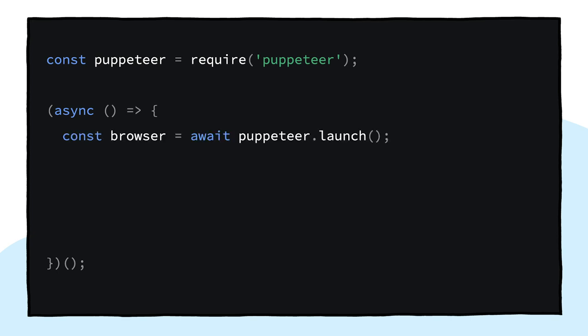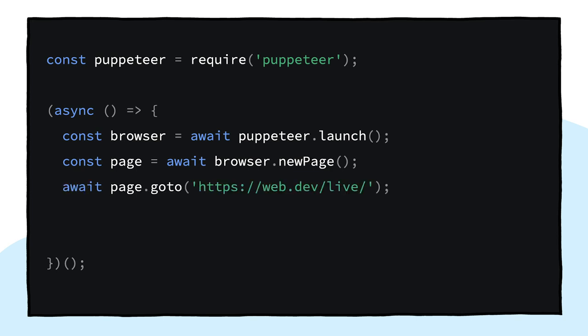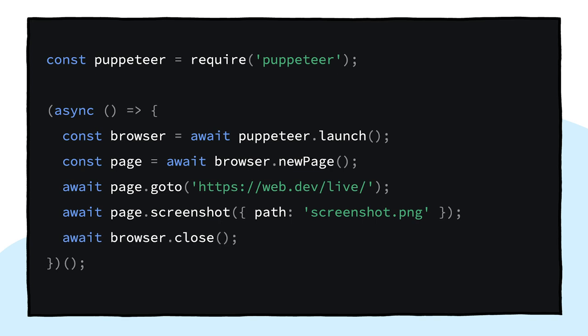The first step to browser automation is to launch an actual browser. And with Puppeteer, that's just one line of code. Next, we open a new page. This is equivalent to opening a new tab in your browser. Now let's navigate to a URL. This line of code ensures that the page has finished loading before continuing with the rest of the script. Then we take a screenshot and save it to a file before finally closing the browser.